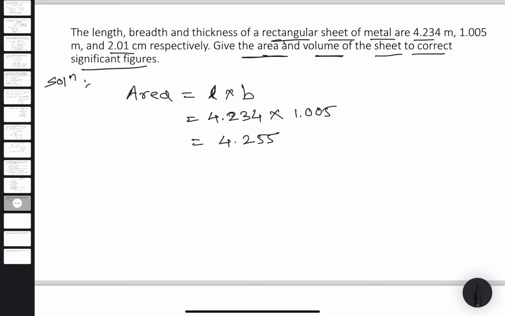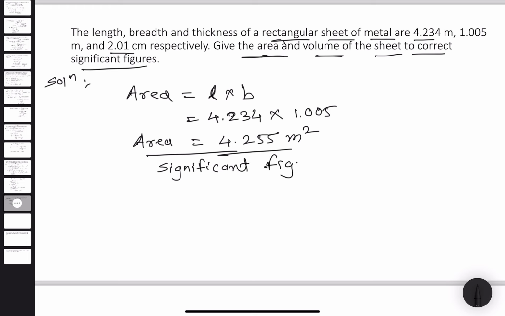4.255 meter square. So area will be 4.255 meter square. So in the area, the significant figure is equal to 1, 2, 3, 4.